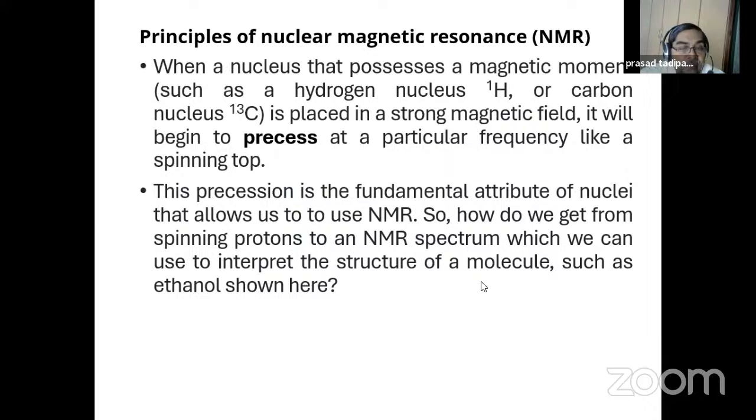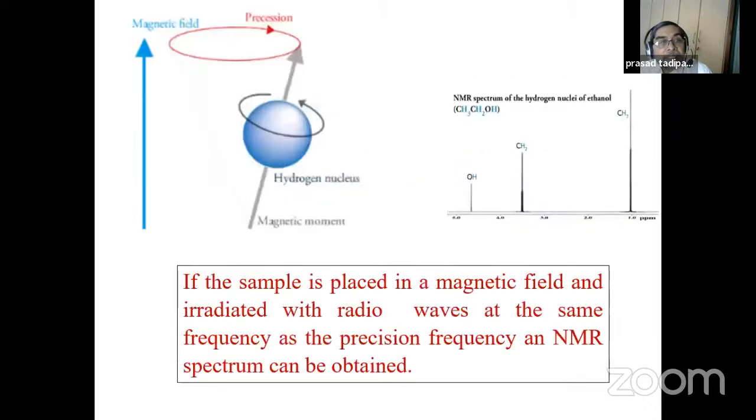We can take any example and calculate the structural environment within a particular molecule. Here, the blue one is the magnetic field. Within the magnetic field, this hydrogen nucleus has its own magnetic moment, so it precesses around its own axis. And under an external magnetic field, it will try to reorient.